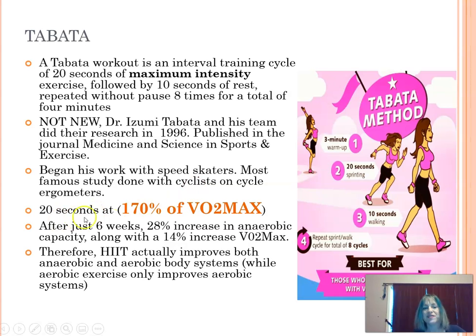Now, because these are professional, hardcore athletes, when they did their Tabatas, they were working at 170% of VO2 max. That is not something you and I can do. We can't really repeat this exact protocol. All right, these are hardcore athletes. So these subjects, after 6 weeks, showed a 28% increase in anaerobic capacity and a 14% increase in VO2 max. That's huge. That's absolutely huge. And it showed that HIIT actually improves both anaerobic and aerobic body systems.